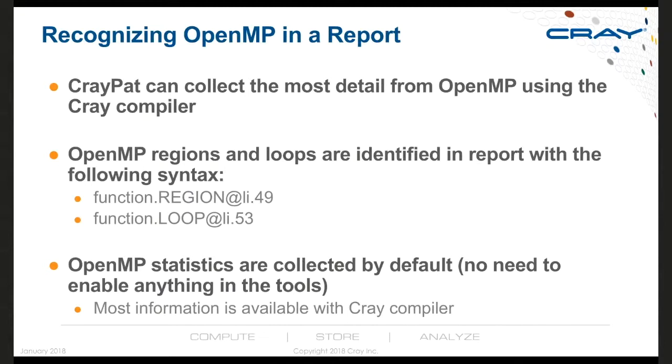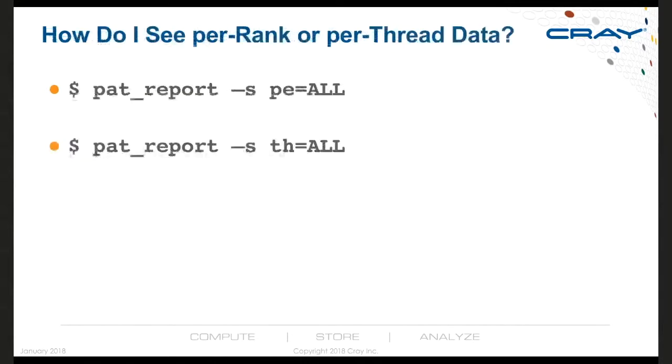If you have OpenMP in your program, you do not need to turn anything on in the performance tools. We collect it by default. You do have to obviously enable OpenMP depending on the compiler you're using. With the Cray compiler, it's on by default. With Intel you need to enable it, as well as with GCC. But there's nothing special you need to do with the performance tool to obtain information about OpenMP.